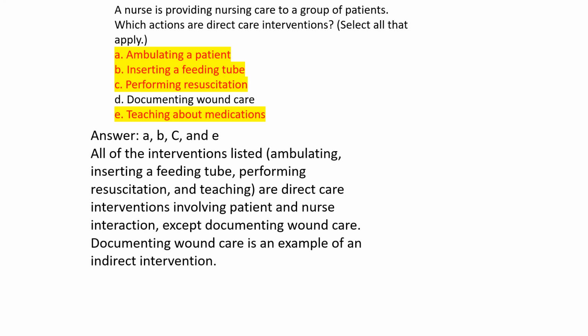Answer. A, B, C, and E. A. Ambulating a patient. B. Inserting a feeding tube. C. Performing resuscitation. E. Teaching about medications. All of the interventions listed, ambulating, inserting a feeding tube, performing resuscitation, and teaching, are direct care interventions involving patient and nurse interaction, except documenting wound care. Documenting wound care is an example of an indirect intervention.